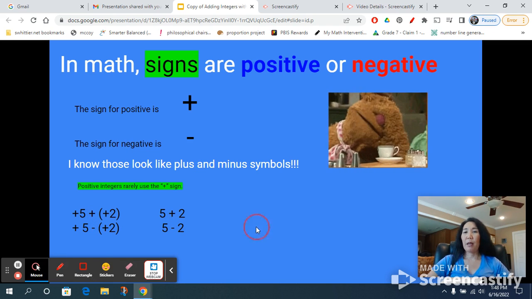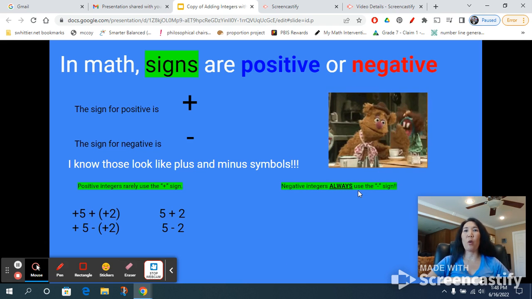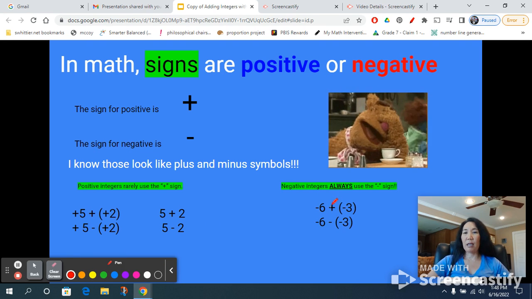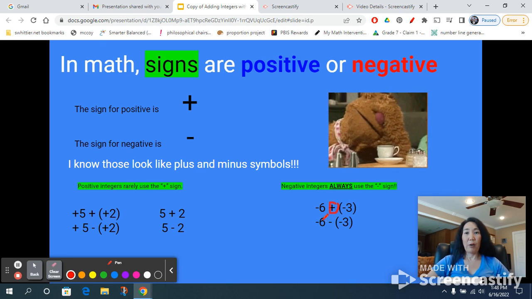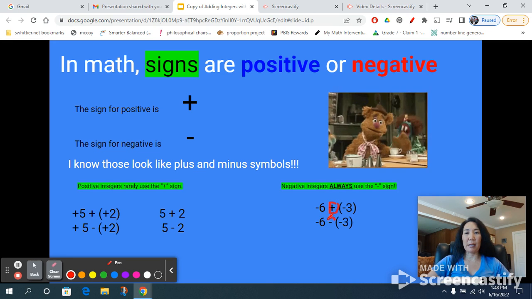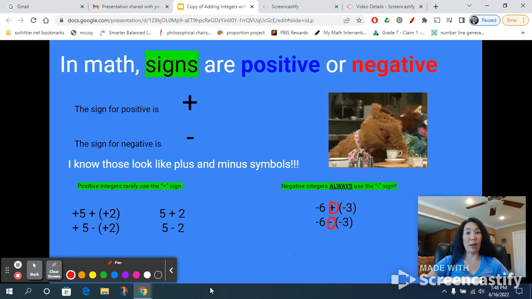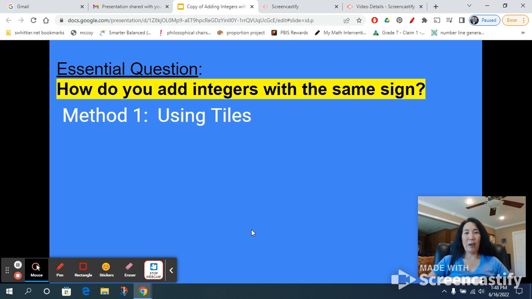All right, so what about negative integers? Well, with negative integers, you always have to keep the sign with those. So here I have negative 6 plus negative 3. Here I have negative 6 minus negative 3. Here I'm adding, here I'm subtracting. All right, so now that you know what we're talking about with integers and with signs, let's go ahead and model this using two methods.